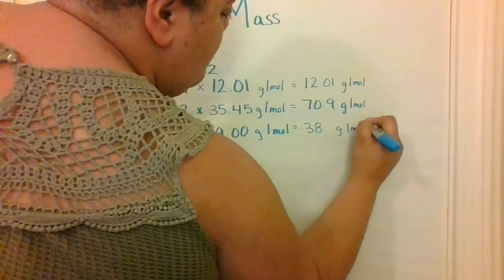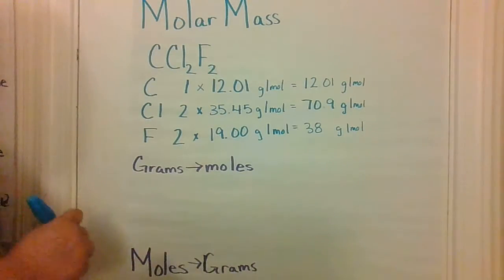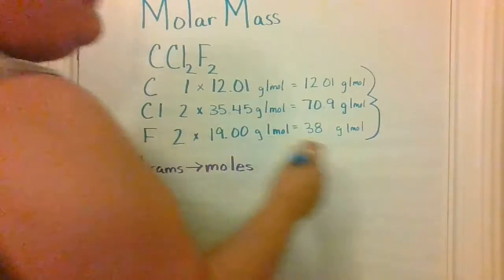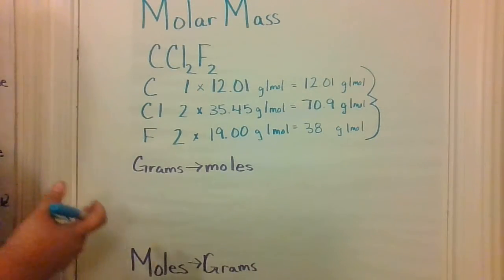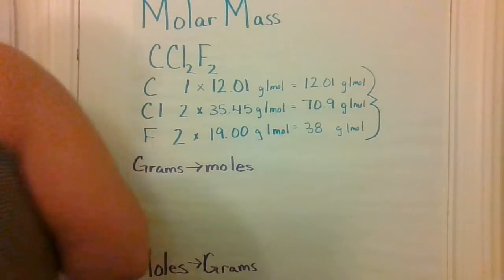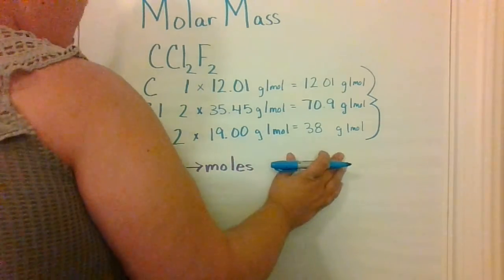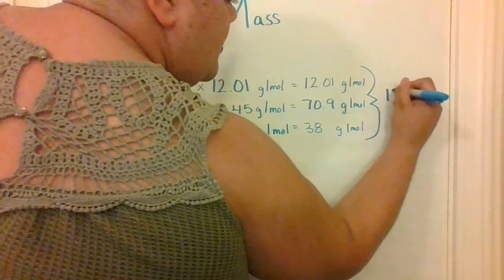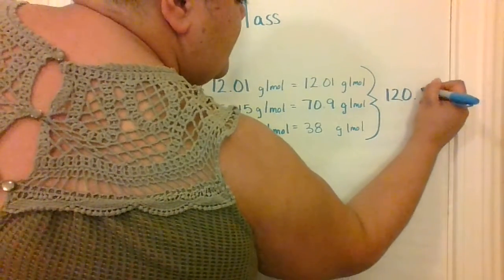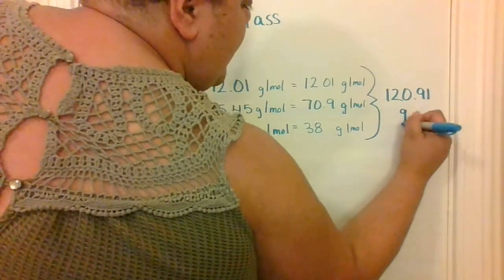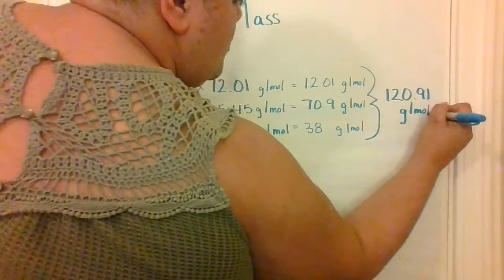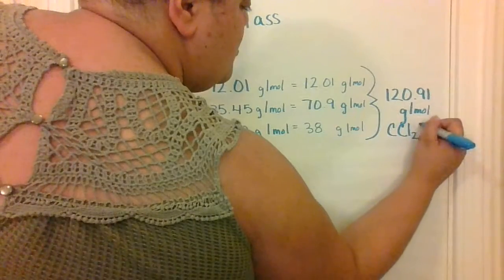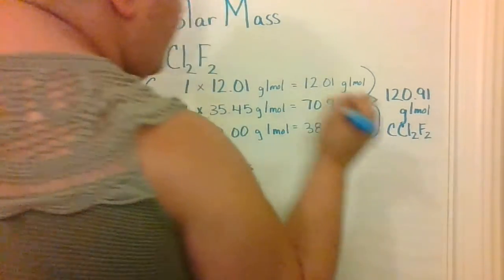Molar mass is just as simple as taking all three, four, five, however many elements are in your compound and adding them up. If we add all of these up, we have 120.91 grams per mole of CCl2F2.